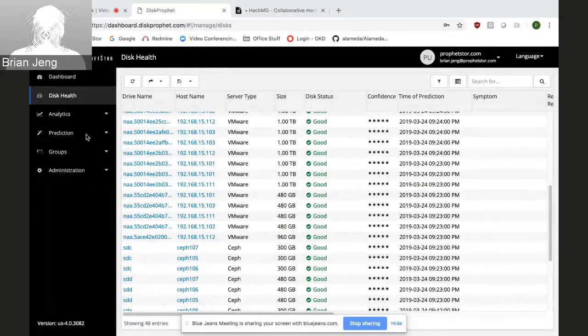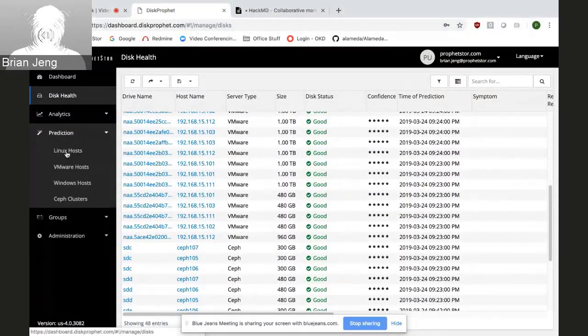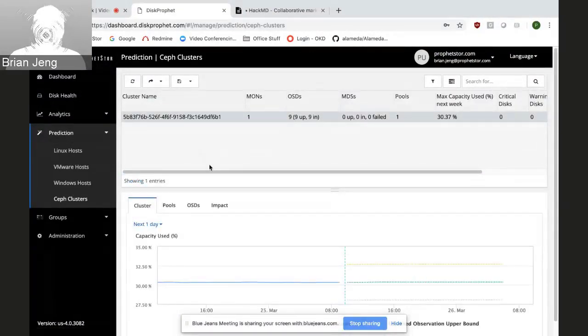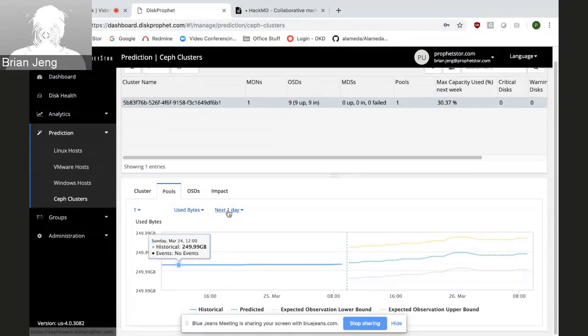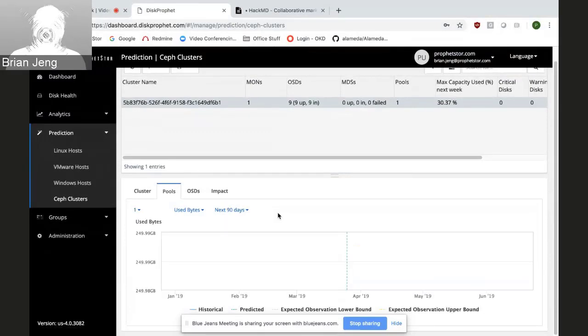And then, as I alluded to earlier, we also have prediction for capacity and performance. So over here, we have the cluster capacity, but we also go down to the OSD level. I'll just use pools because it's more interesting. And then we can predict future capacity for the next 90 days. But of course, this depends on how much data you have. So the general rule of thumb is for every cycle that we predict, we need 3 cycles of that data. So if we can predict 10 days into the future, we would need 30 days of data. Right. And yeah, that's about all we do.